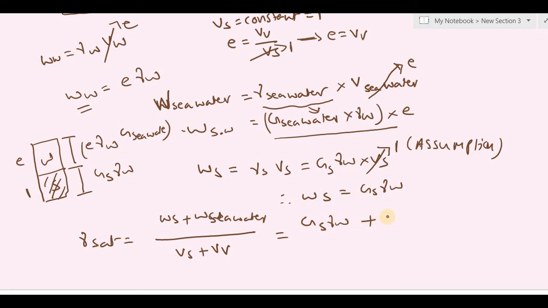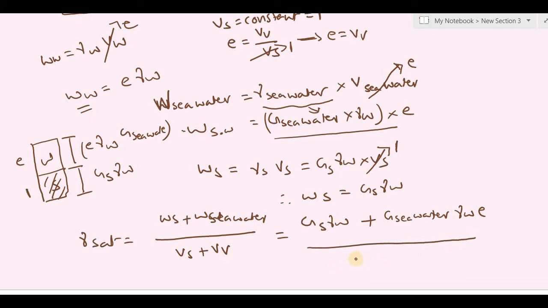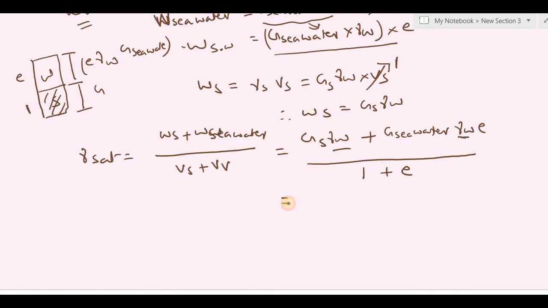Which equals weight of solids Gs gamma W plus weight of sea water, G sea water into gamma W into E, by the volume 1 plus the volume of voids E. If you take gamma W common, it is (Gs plus G sea water into E) by (1 plus E) into gamma W, which is the saturated unit weight.